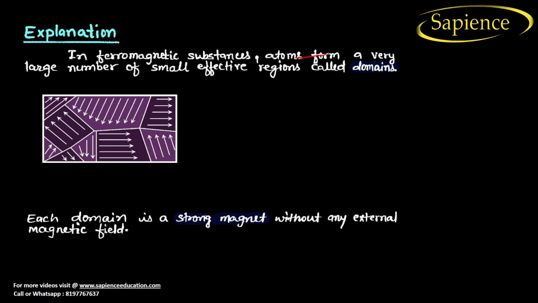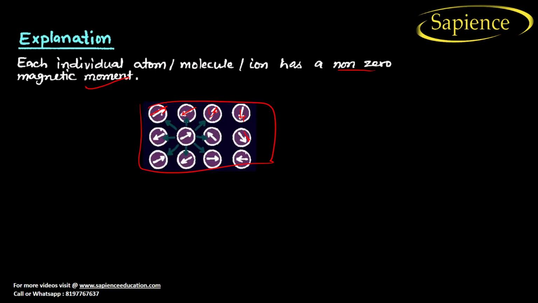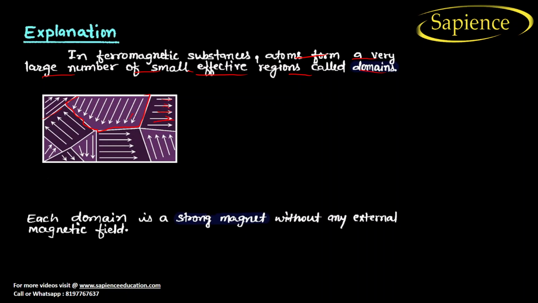Now, in a ferromagnetic substance, atoms form a very large number of small regions called domains. Let us suppose this is an atom; it will form a domain like this. Some of the atoms, see, 1, 2, 3, 4 atoms, will try to align in the same direction like this. So this is a domain. This is also a domain having a few atoms. Each domain is a strong magnet even without any external magnetic field, because most of the atoms have magnetic moments in the same direction. So each domain will behave as a strong magnet.